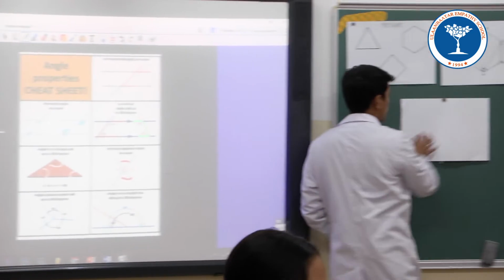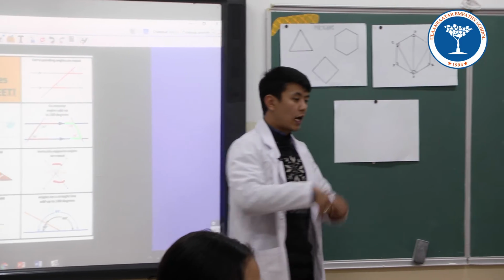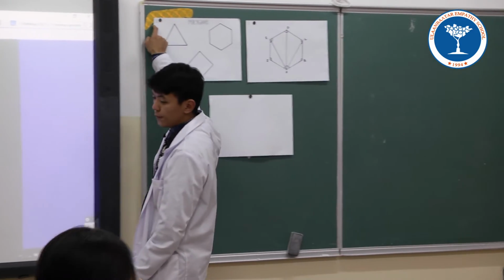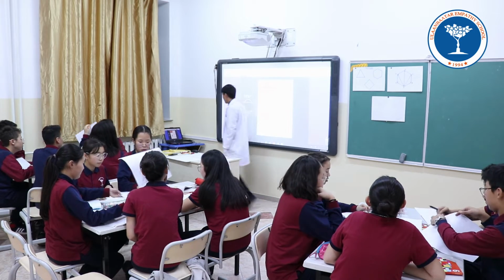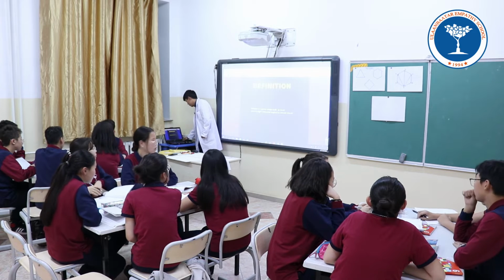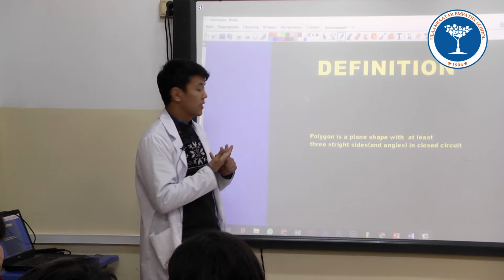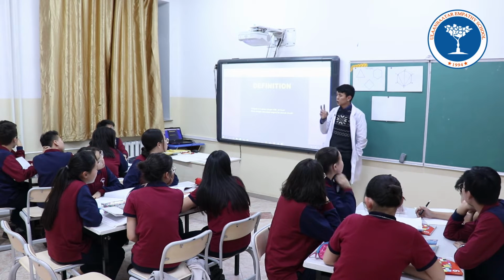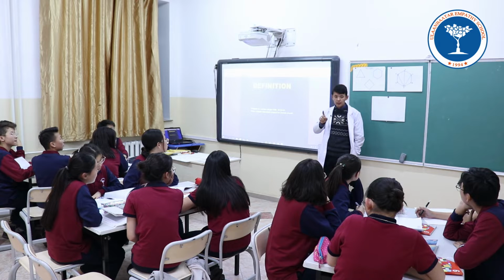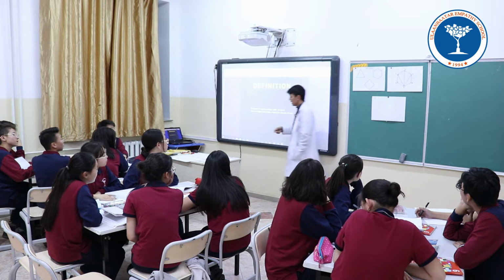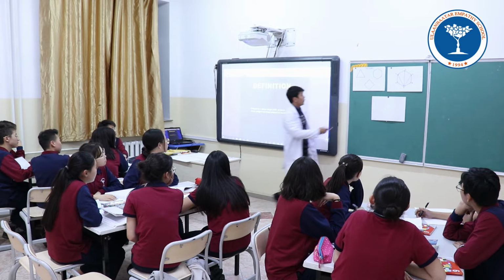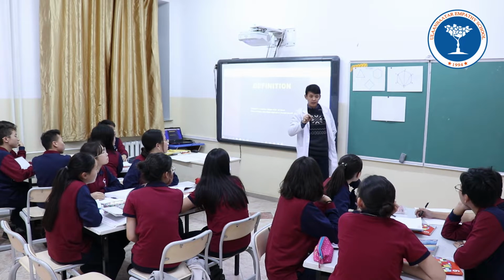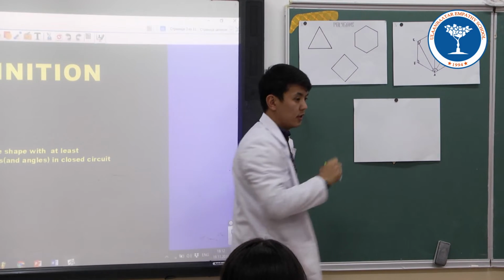You have cheat sheets on your desk. Take out the first cheat sheet. The first one, in the corner it's written first. Now, a polygon, as it's defined, is a plane shape, 2-dimensional, with at least 3 sides and angles, and it is closed. What does this mean? You see, we have a triangle. We have 3 straight lines and angles, and they are closed. This means polygon.